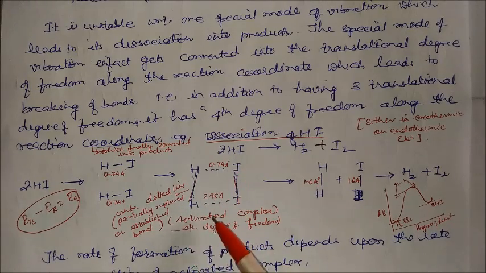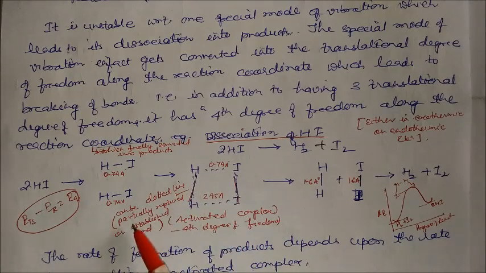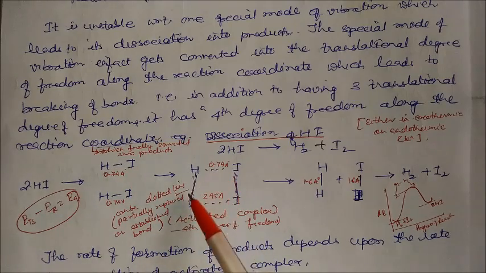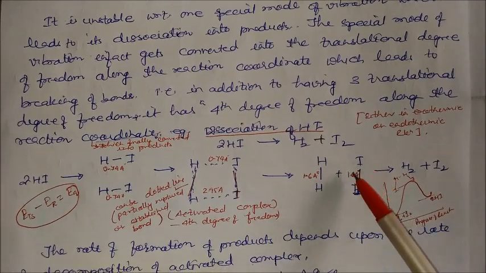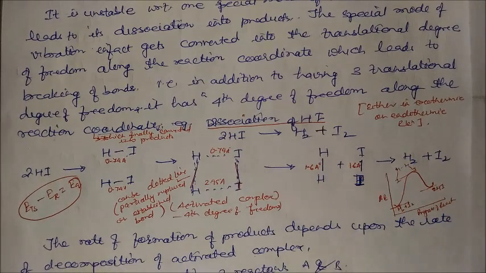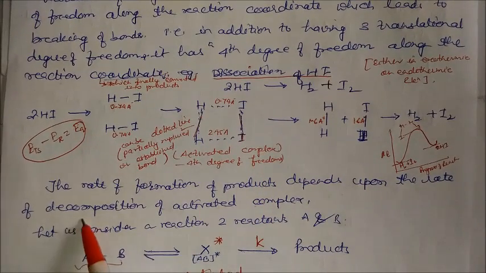It is happening in the activated complex, and we can see the 4th degree of freedom. This bond can be partially ruptured. Initially the bond is this one, now this bond is breaking and this bond is forming. After formation, we can see the bond is 1.64 angstrom, and this molecule is formed. So the rate of formation of product depends upon the rate of decomposition of the activated complex.